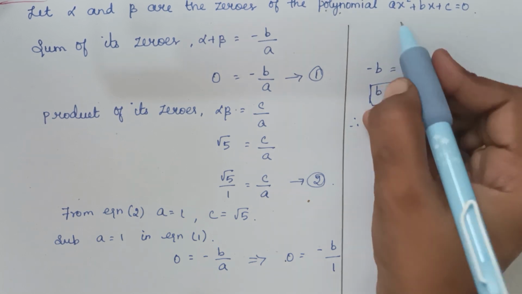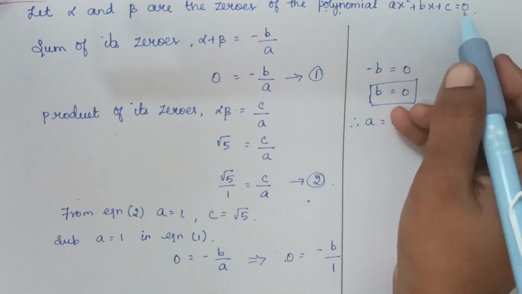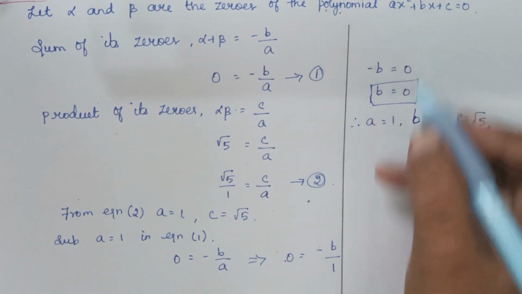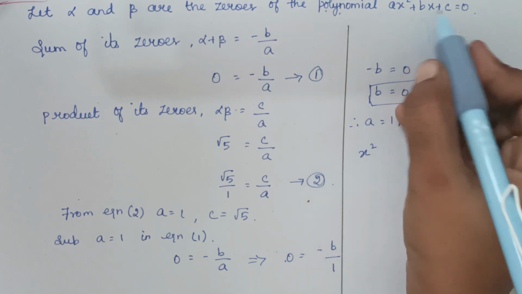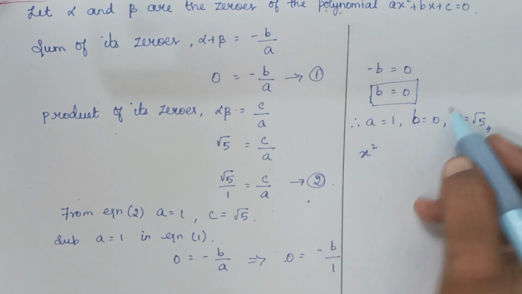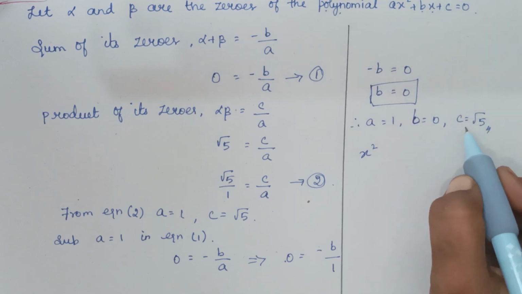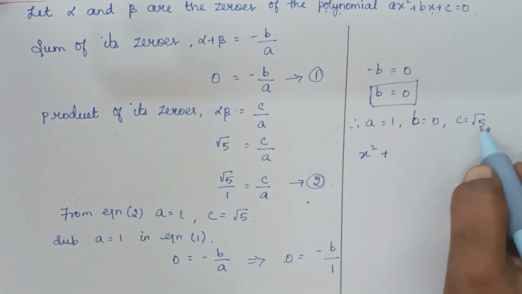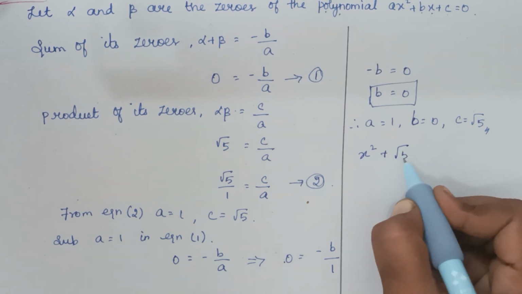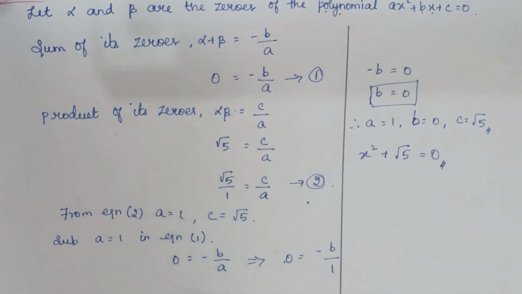Now we want to find the polynomial equation, so substitute these a, b, c values in this equation. So a equal to 1, so that is x square plus b x, and b equal to 0. If we multiply 0 into x, we get 0, so this term won't come. So x square plus root 5, the c term is root 5, a constant term. So x square plus root 5 is equal to 0. It is the required polynomial equation.